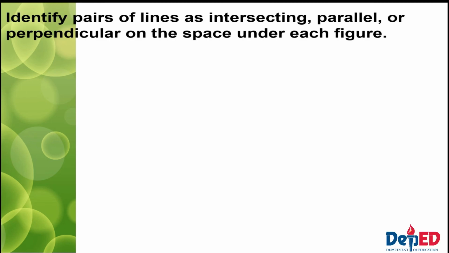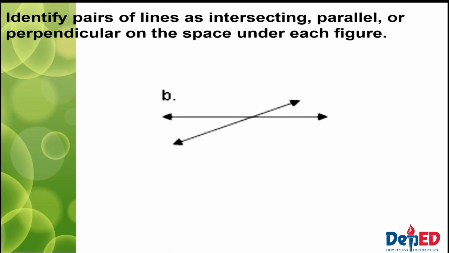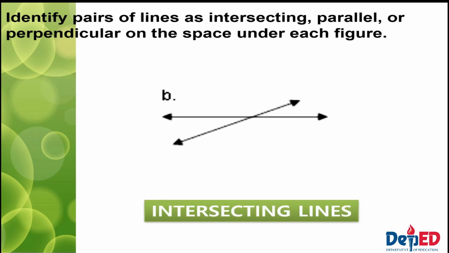And now it's your turn to answer the following exercises. You are going to identify pairs of lines as intersecting, parallel, or perpendicular on the space under each figure. Letter A. What is the answer? Is it intersecting, parallel, or perpendicular? Okay, the answer is perpendicular lines. Very good. How about this figure? Is it intersecting, parallel, or perpendicular? Your answer is? That's right. The answer is intersecting lines.